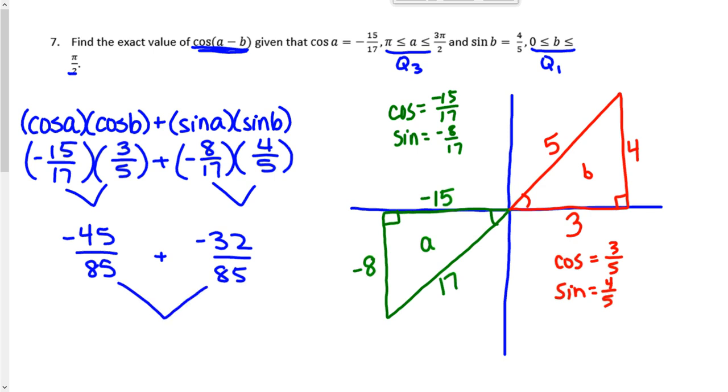Now let's put those together. It doesn't simplify, is that what I'm hearing? Yes. Okay.